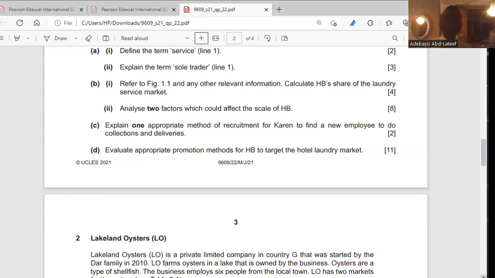It can also use local advertising. So you can use the local newspapers or the local radio stations to advertise your products. It reaches a lot of people.